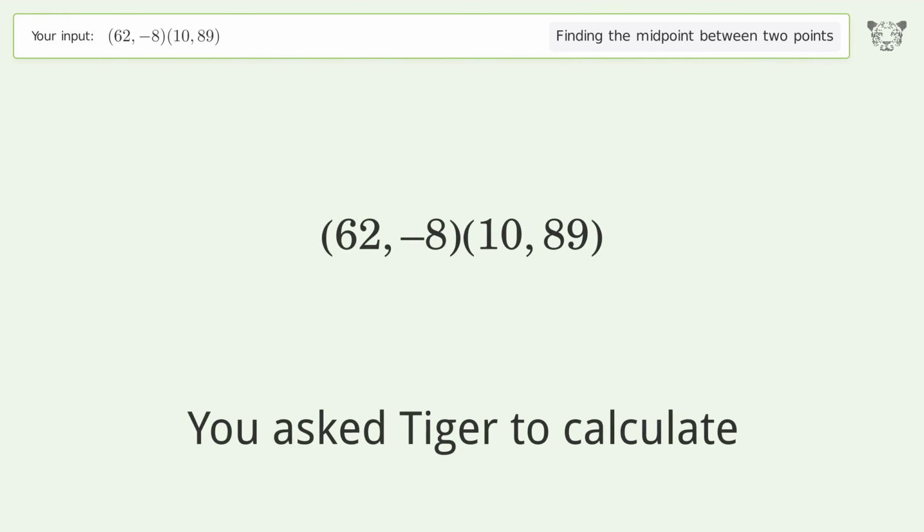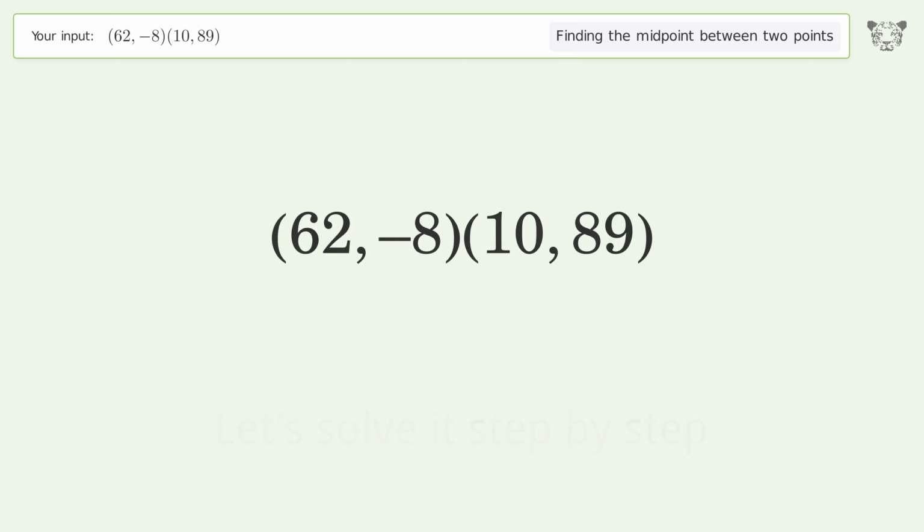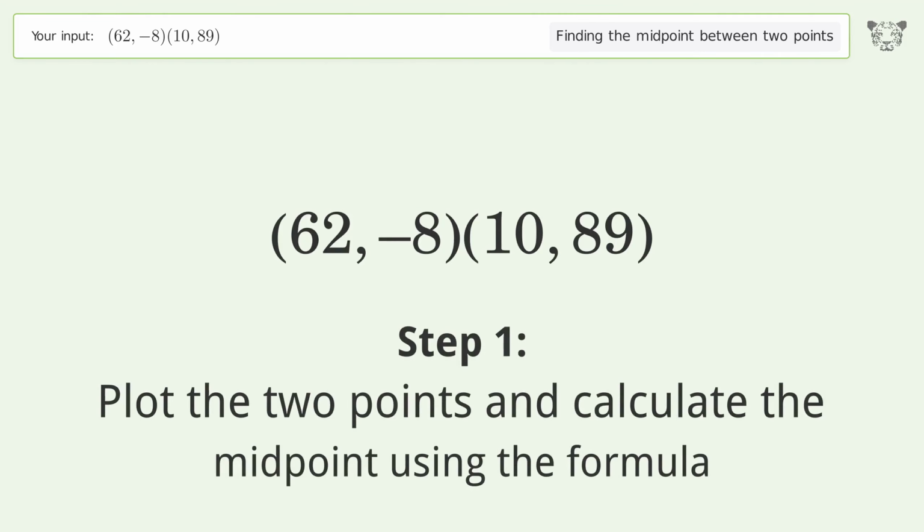You ask Tiger to calculate. This deals with finding the midpoint between 2 points. The midpoint between the 2 points is 36, 40.5. Let's solve it step by step. Plot the 2 points and calculate the midpoint using the formula.